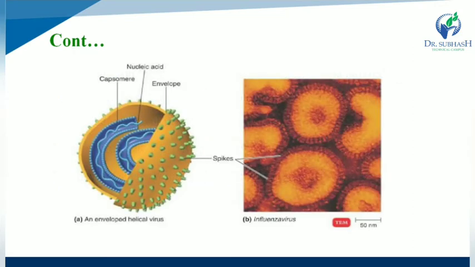What are spikes? First is an enveloped helical virus. In the enveloped helical virus, the spikes are present above the envelope, green in color. Second is the envelope, yellow in color. Below the envelope, the blue nucleic acid is present in filament form, and last is the capsomer, also blue in color. Figure B shows spikes on the influenza virus, which is about 50 nanometers in diameter.